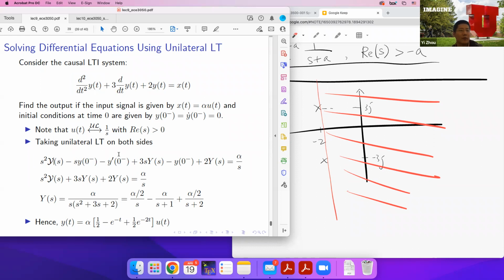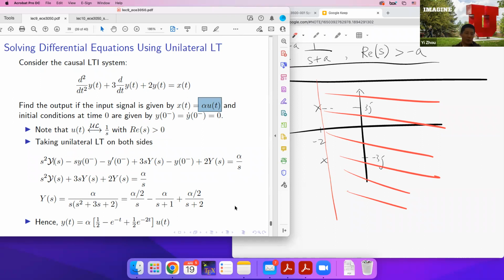Okay, so this will naturally introduce these initial conditions. And on the right-hand side, xt is given as alpha times ut. So we know this is a very specific signal. So we can derive the unilateral transform of this signal. Because it is a causal signal, the unilateral transform is simply the Laplace transform. And the Laplace transform of ut, we know that is given as 1 over s with this ROC. So in the end, the unilateral transform of this one is alpha over s.